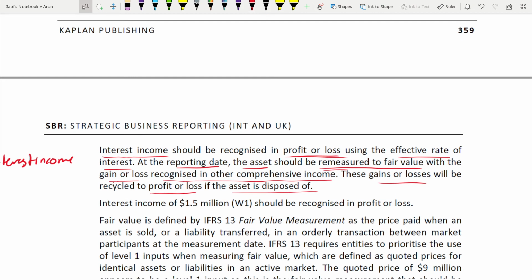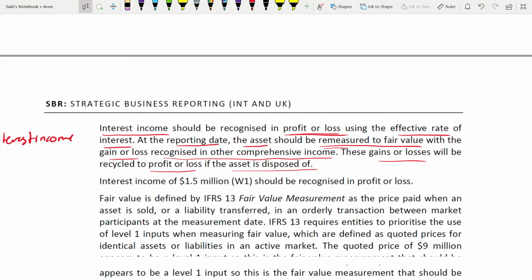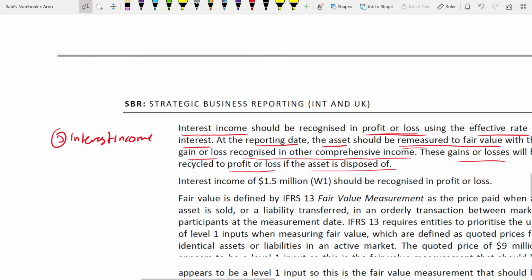There are some items which are not recycled, some items which are recycled. You need to know which items are there. In fact, I have explained it, I think, under IAS 1. So yes, for that another mark: remeasurement of asset, remeasurement of fair value. And okay, 4 5.